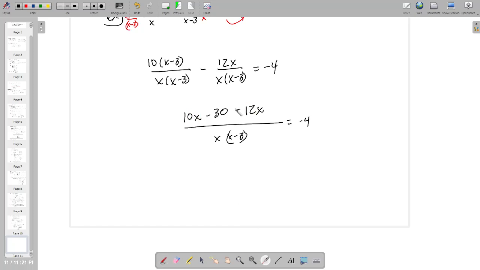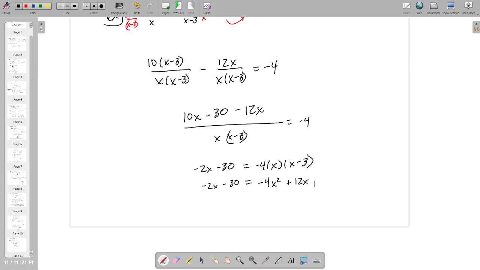So I have 10x minus 12x will give me a negative 2x. So I now have negative 2x minus 30 is equal to negative 4 times x minus 3. And if I distribute this in, I get a negative 4x squared plus 12x. And I have a negative 2x minus 30 on the left.